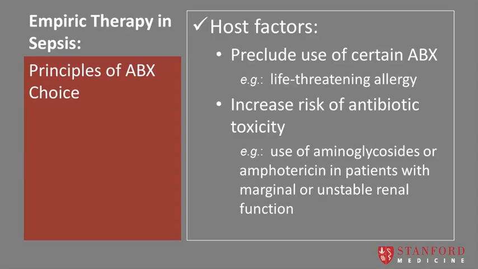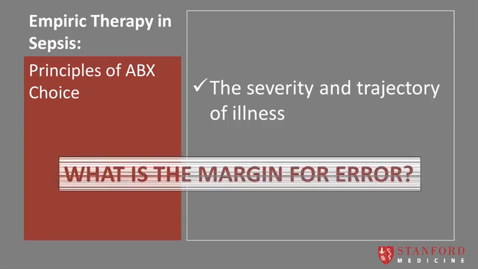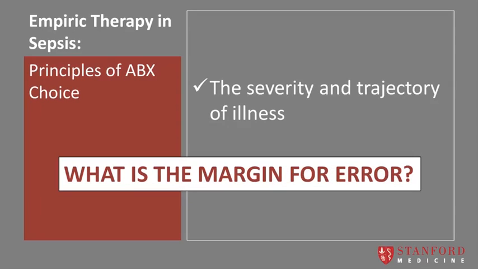Of critical importance in the decision-making process is an assessment of the severity and trajectory of illness. How sick is the patient, and how rapidly are they likely to deteriorate? What, in fact, is the margin for error? If I give the wrong antibiotics today, will the patient still be alive tomorrow? This sort of assessment dictates a lot of the decisions that are made in the management of the patient.